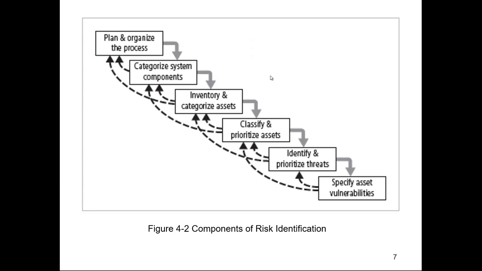This figure shows the different steps or activities of a risk identification. And again, this is just for risk identification. So we plan and organize the process. We categorize system components. We check the inventory and categorize assets. We classify and prioritize assets. Then we identify and prioritize threats and specify asset vulnerabilities.